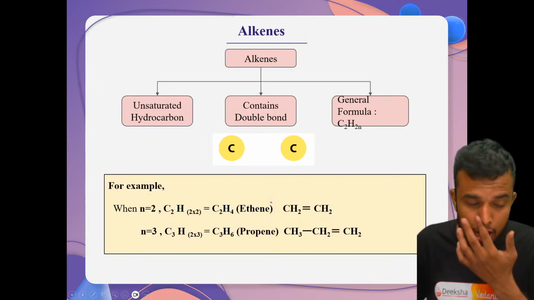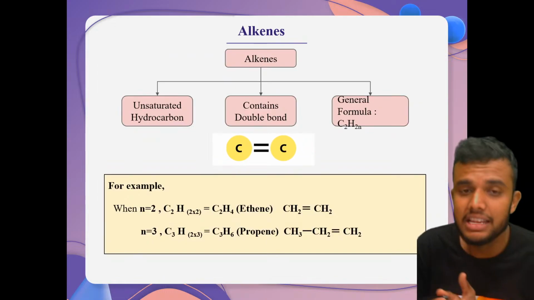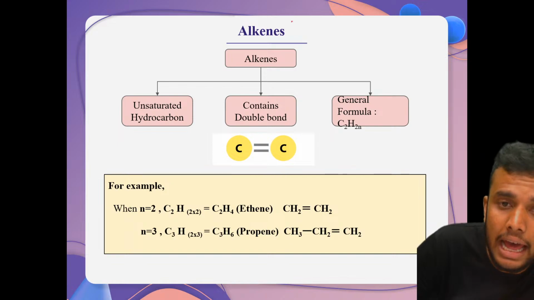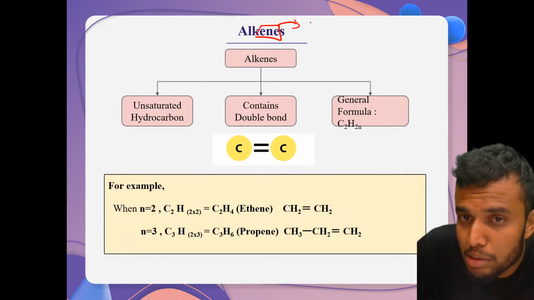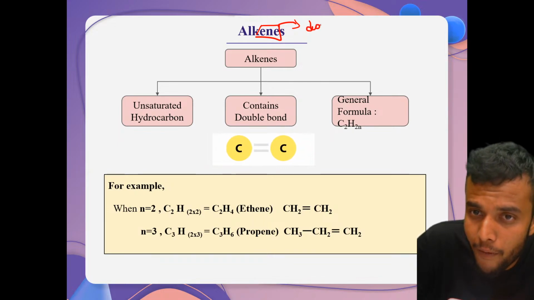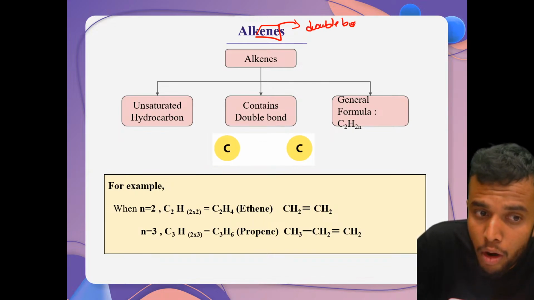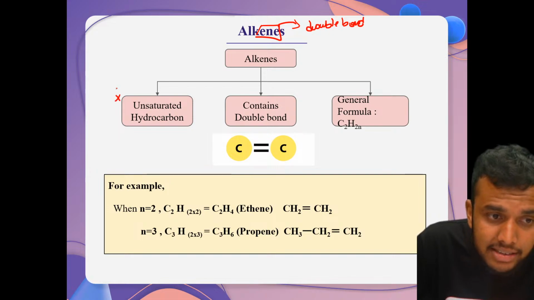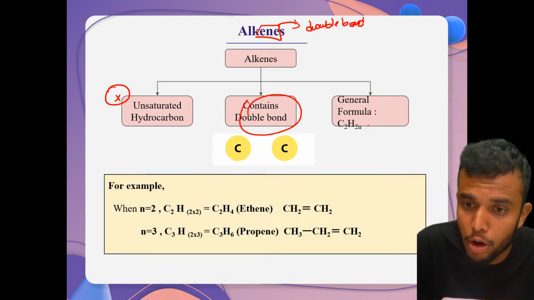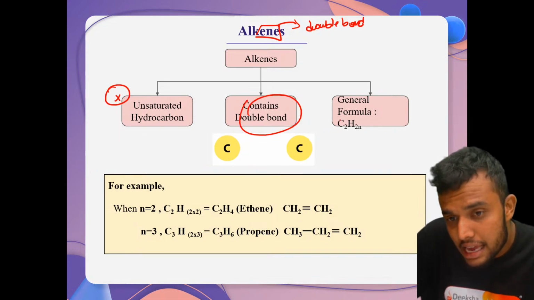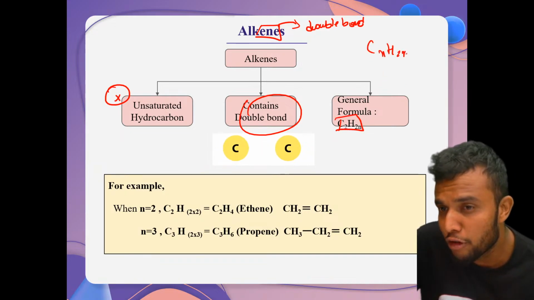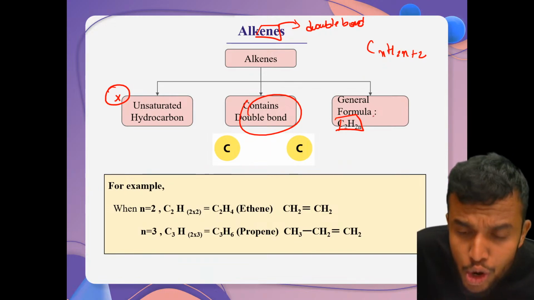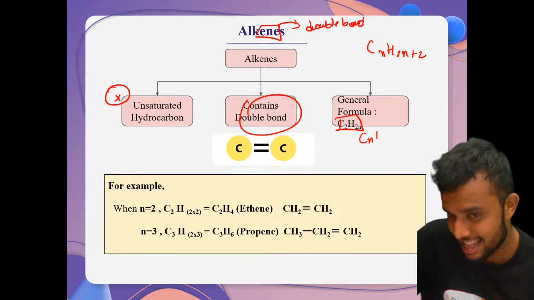Next, let's move to the alkene terms. Alkenes, look here, "ene" is there. It is nothing but the compounds containing a double bond. These are all unsaturated compounds containing a double bond. The general formula of alkene is CnH2n. The alkane general formula is CnH2n+2. The alkene general formula is CnH2n.